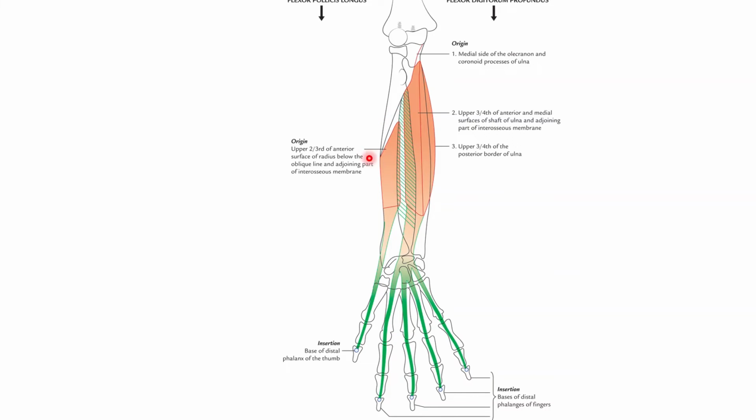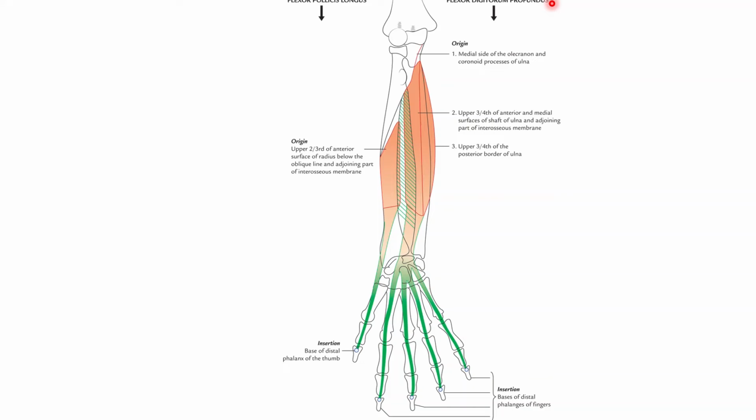So the upper two-third of the anterior surface of the radius mainly gives the attachment to the origin of the flexor pollicis longus muscle. This muscle descends down to reach the base of the distal phalanx of the thumb to make its insertion. So the insertion of the flexor pollicis longus is over the base of the distal phalanx of the thumb. The second deep muscle, that is the flexor digitorum profundus.